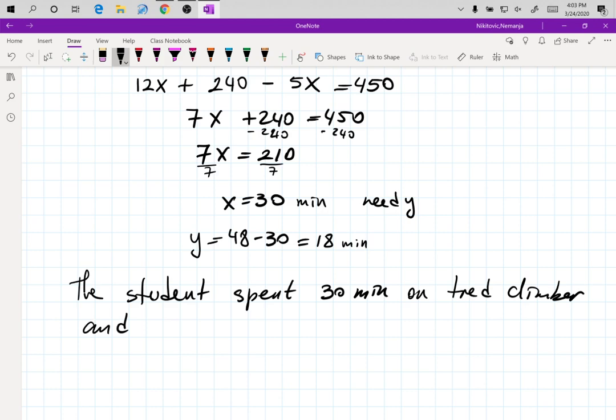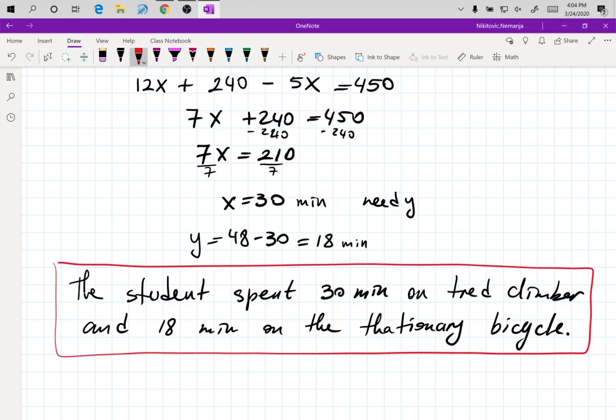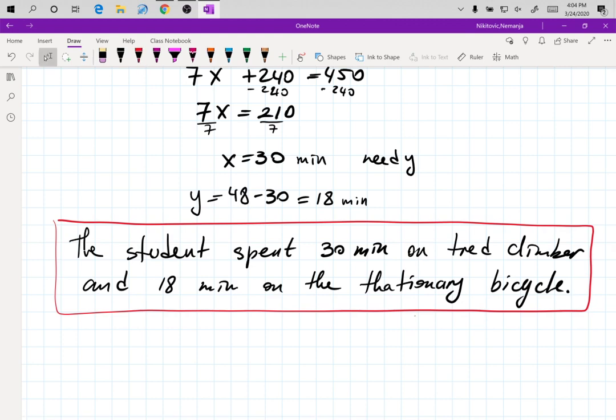And 18 minutes on the stationary bike. Now, this is an answer, but it's not just the times that they want. They also want to know the number of calories burned with each exercise.